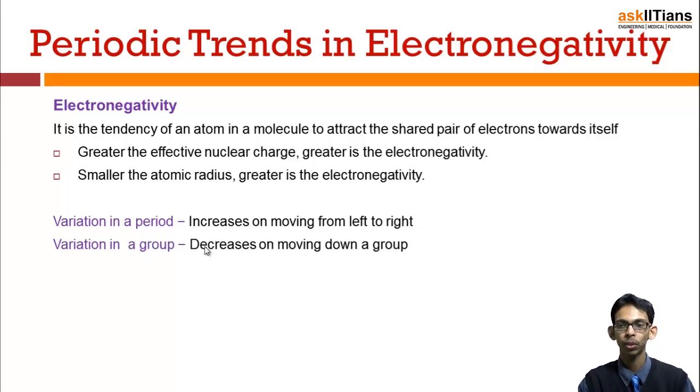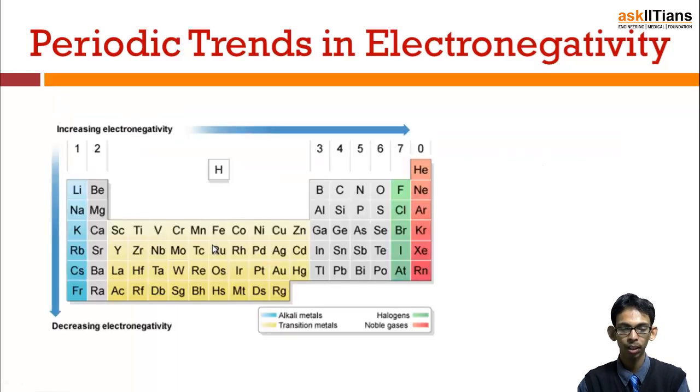while it decreases down the group. When we move from top to bottom in a group, it decreases because of the increase in size. Now you can see the electronegativity increases along the period. Why? Because the size is progressively decreasing, and the smaller the size, the more the electronegativity. Again, it decreases down the group because of the increase in size. Greater the size, lesser will be the tendency of the atom to attract the shared pairs of electrons toward itself.